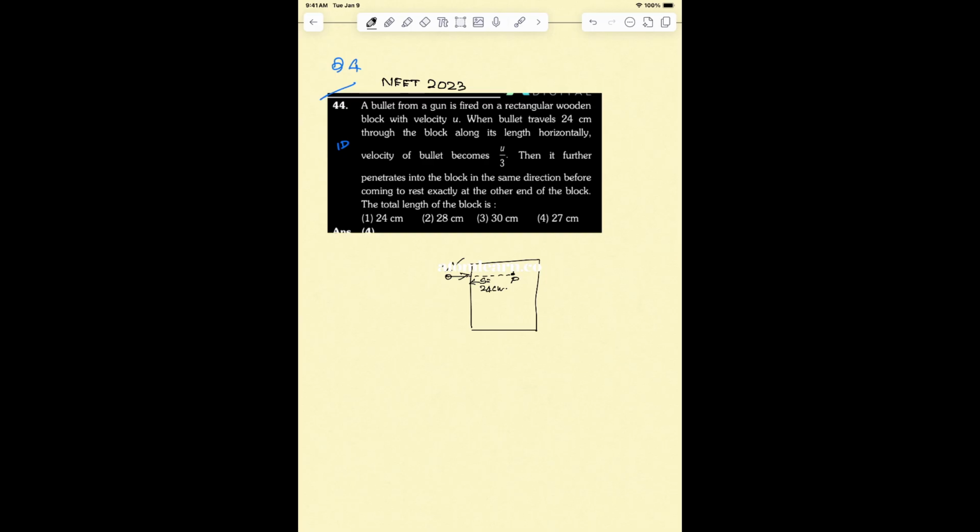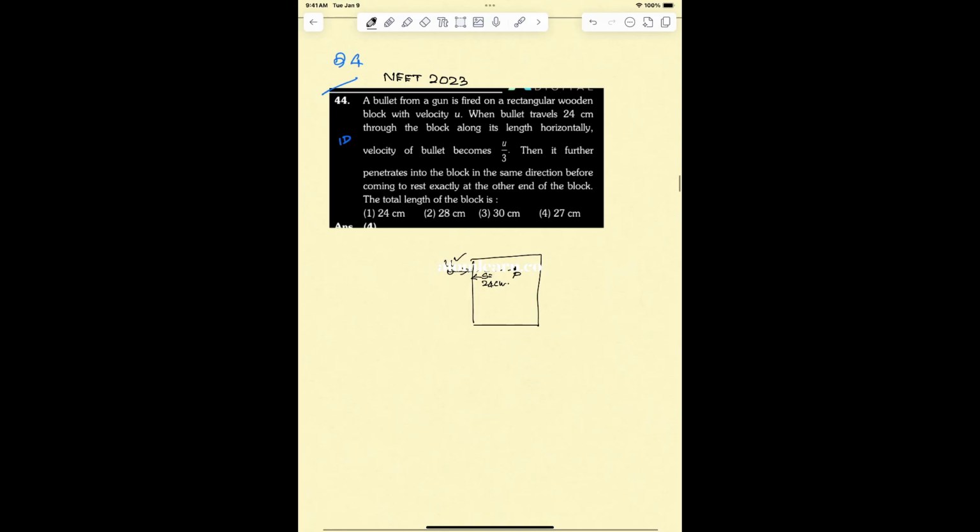Then the velocity of the bullet becomes u by 3. That means at this particular point, the final velocity v becomes equal to u by 3. u is given data, v is given data, u by 3, then s is given data, 24 centimeters. Therefore, you already have 3 variables, so you can find the 4th and 5th variable, whatever is being asked. Okay, that much is known.